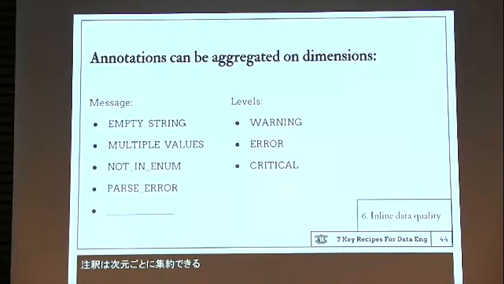So annotations can be aggregated on dimensions. So you can do data analytics on your annotations. So you can track the evolution of those annotations across time, and then you can report on them and check for hidden bugs or data quality problems in your pipeline, and then work on it before some KPI bugs arise.